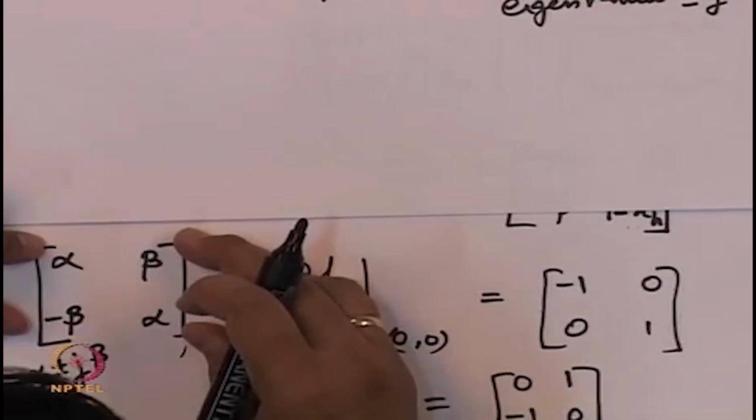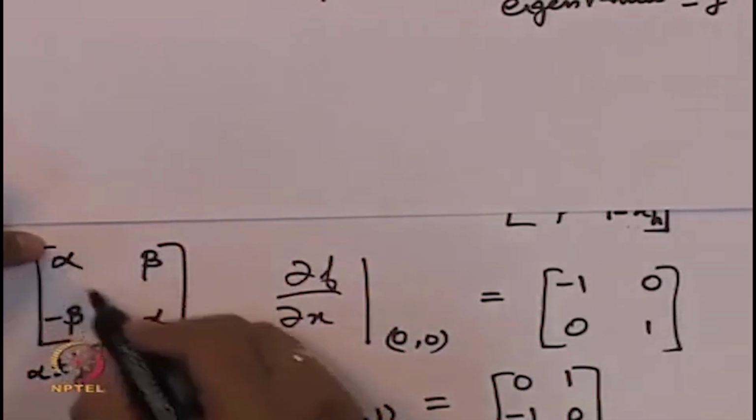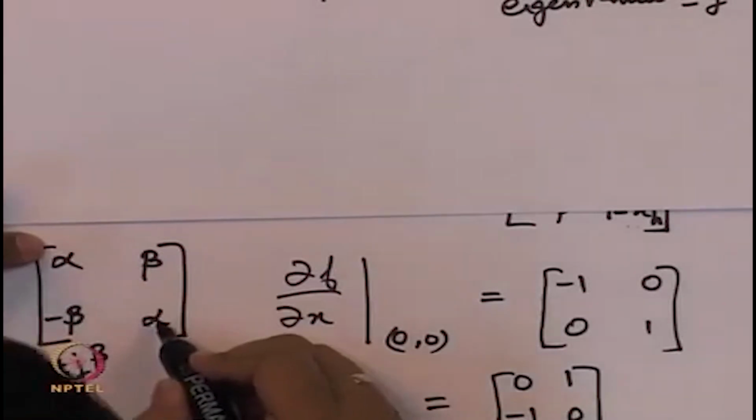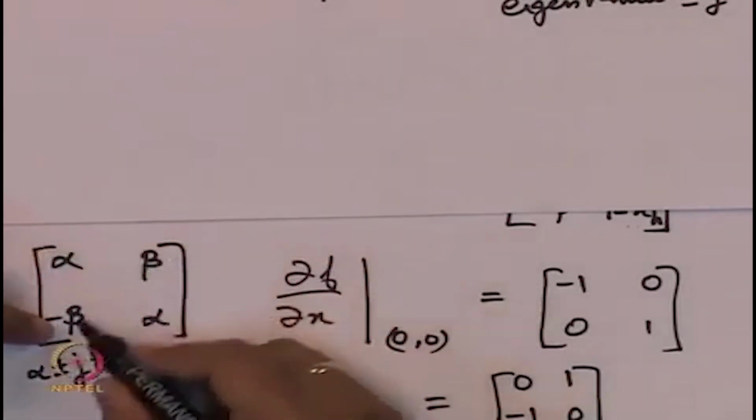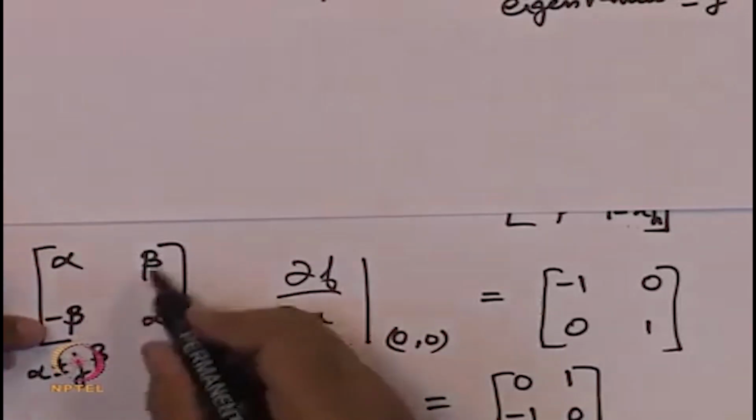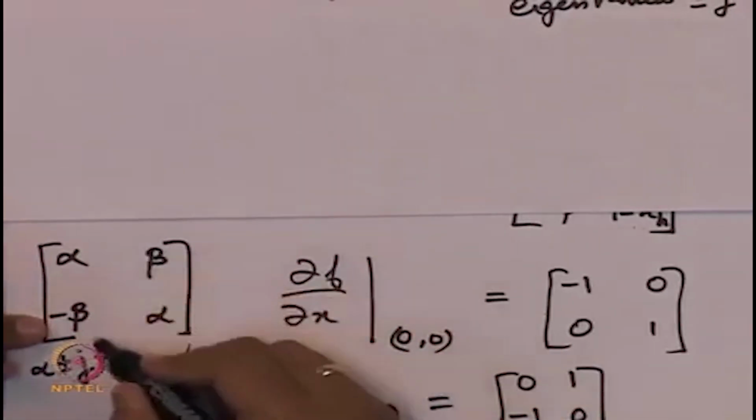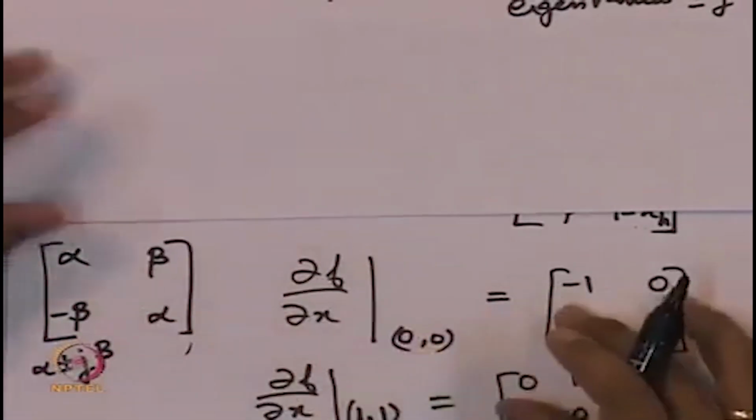Precisely what complex values are the eigenvalues? Alpha plus minus j beta. The diagonal entries are the real elements, the real part, and the off-diagonal entries with opposite signs correspond to the imaginary part of the eigenvalue. So these are the eigenvalues even when beta is equal to 0.